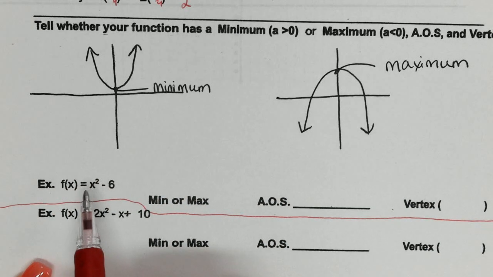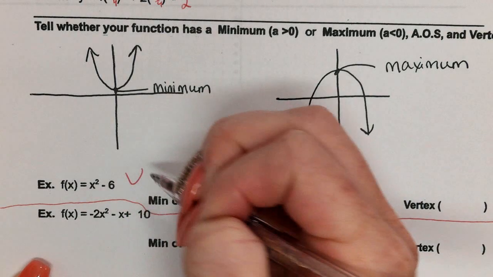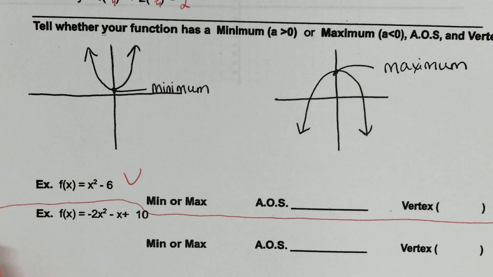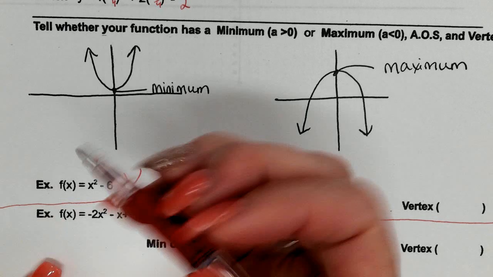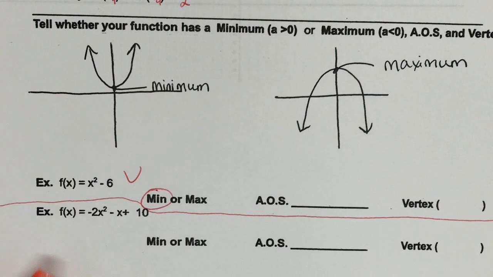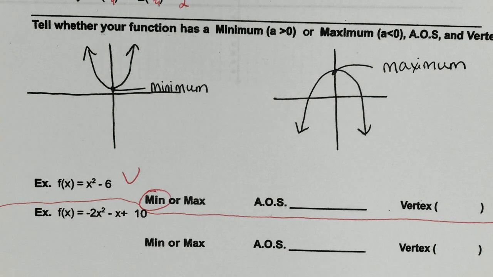So let's look at this first one. What is the value of A? Positive or negative? So draw it like this. It's going to be like this. So would that have a minimum value or a maximum value? A minimum. It has a lowest point. It has a minimum. Now we're going to find the axis of symmetry by using the axis of symmetry formula.